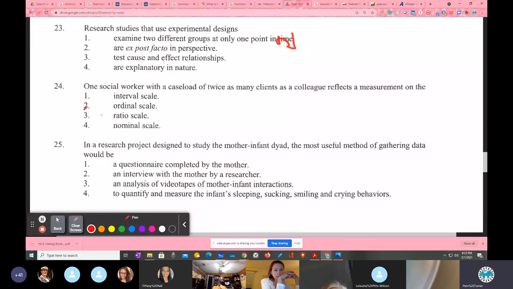24, one social worker with a caseload of twice as many clients as a colleague reflects the measurement of what? Interval, ordinal, ratio, or nominal? Ratio. Ratio is what? Come on, twice as many. You should be between ordinal or ratio. That's what you should be stuck between. So is it a ratio or is it an ordinal? Tell me why.